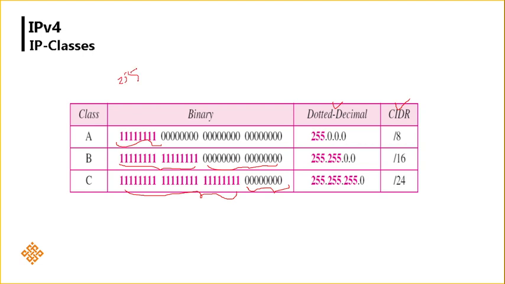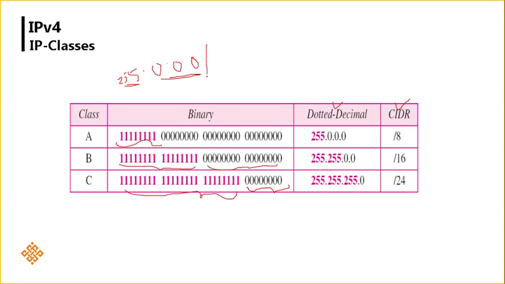If you convert that into decimal, it is 255 and the remaining three zeros, 0.0.0. So this is known as the subnet mask for class A. This part will represent the network ID and this part will represent the host ID. And the same thing can also be represented in slash n notation.